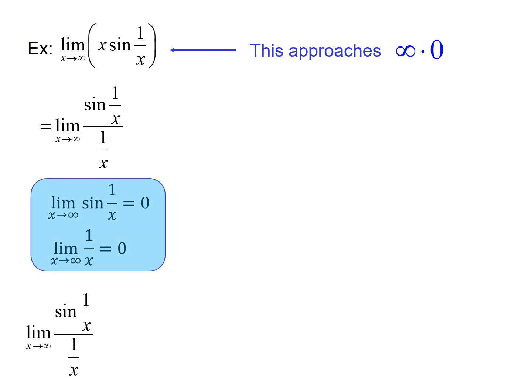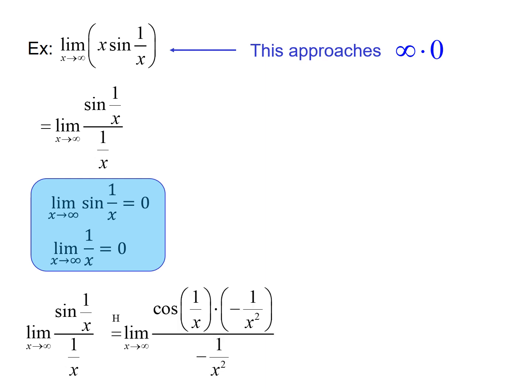So we have the limit as x goes to infinity of sine of 1 over x, over 1 over x. Applying L'Hopital's rule, we can now cross out the negative 1 over x squared. So we have the limit as x goes to infinity of cosine of 1 over x. Well, 1 over infinity is approaching 0. Cosine of 0 is 1.